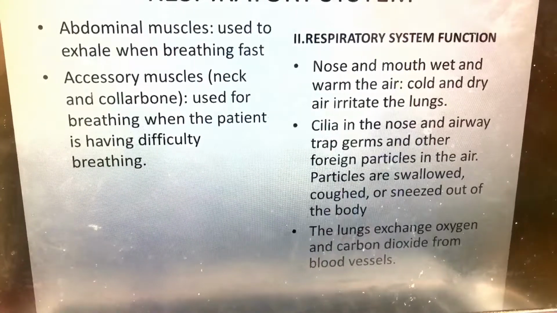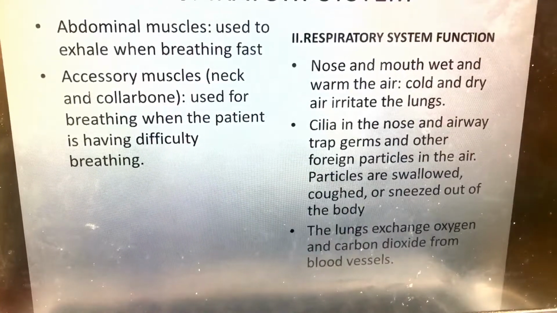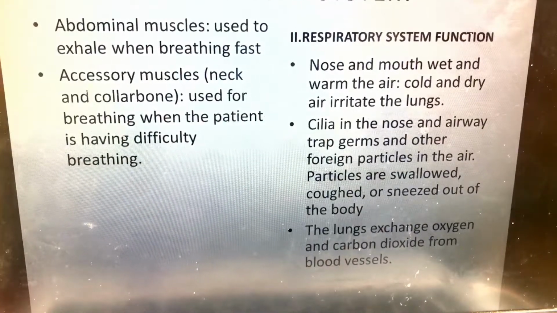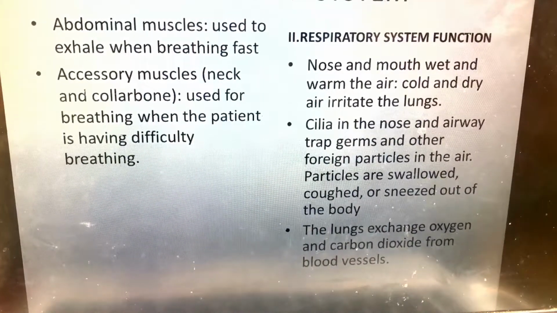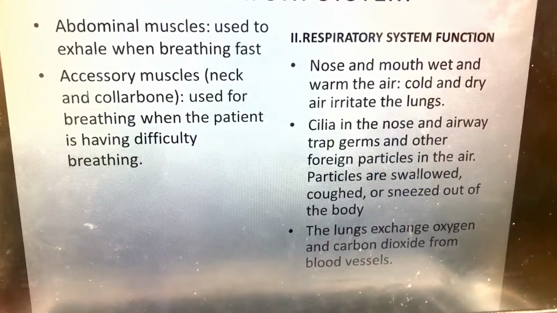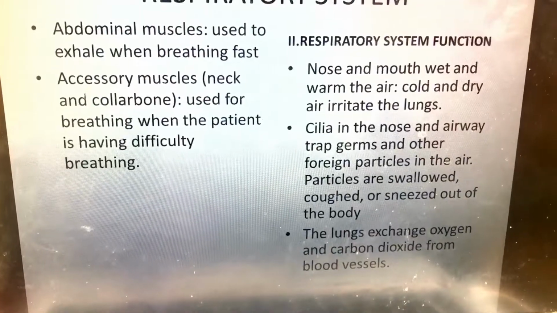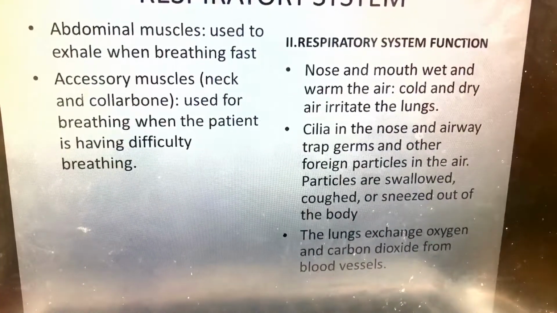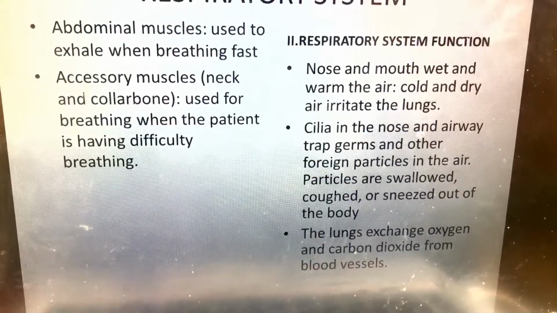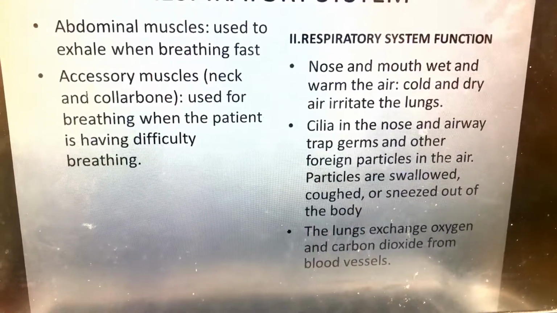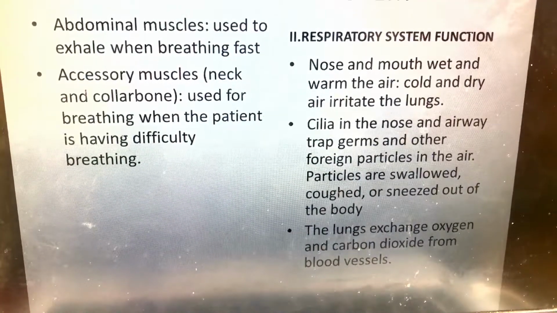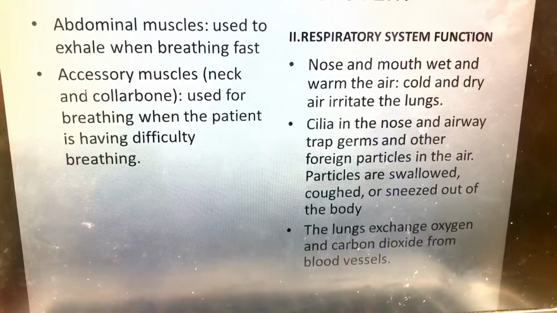It is very important. When somebody doesn't have enough cilia in the nose, we have a problem. The dust and the foreign particles will enter into the lungs. Particles are swallowed, coughed, or sneezed out of the body. When the particles are trapped in the nose by the cilia, they will be swallowed, coughed, or sneezed out of the body.